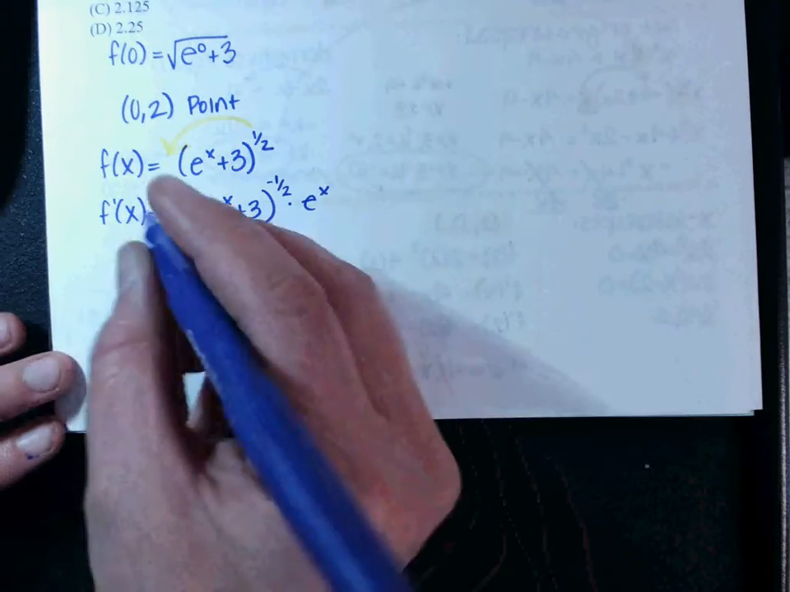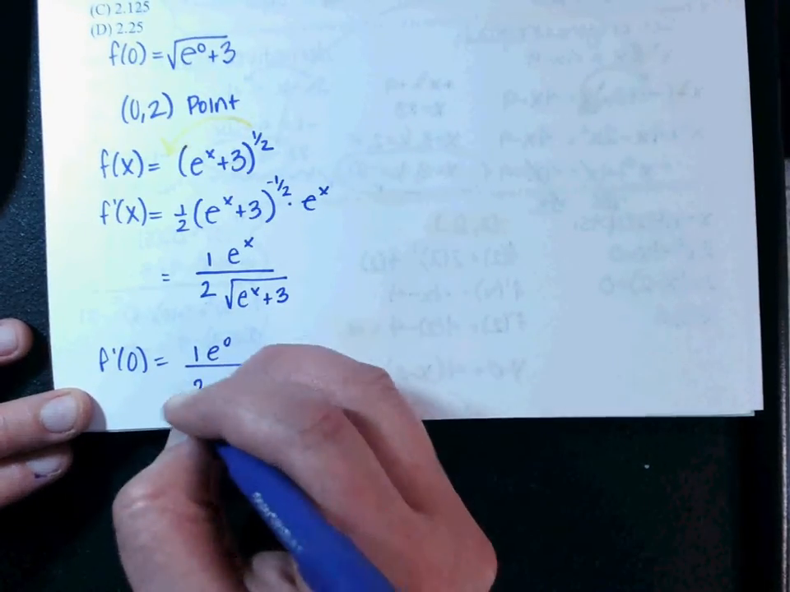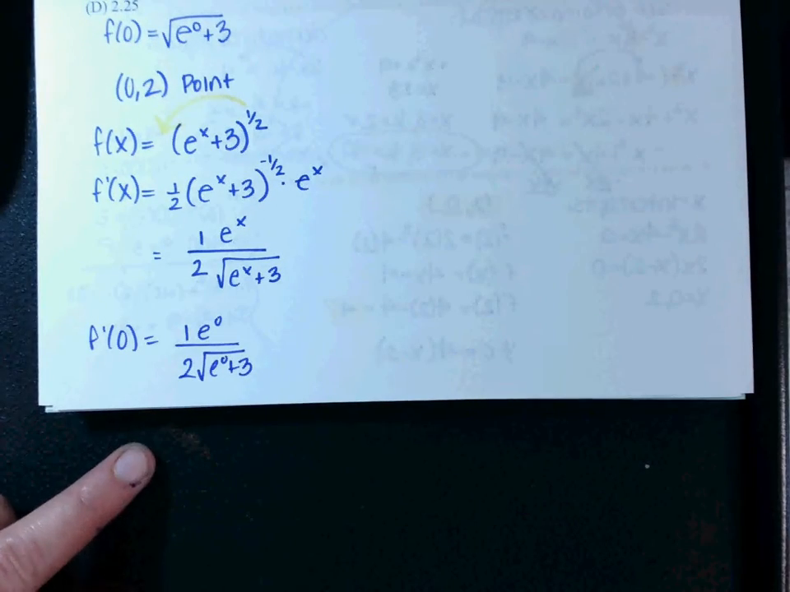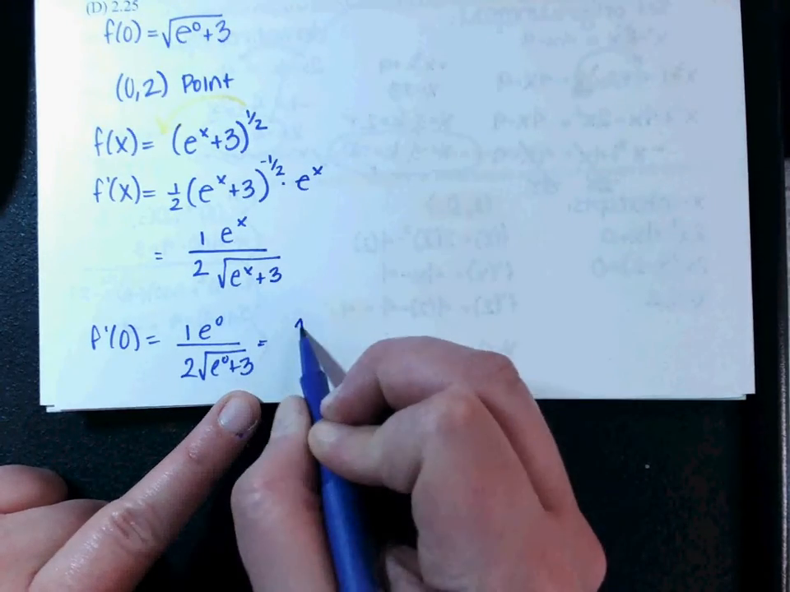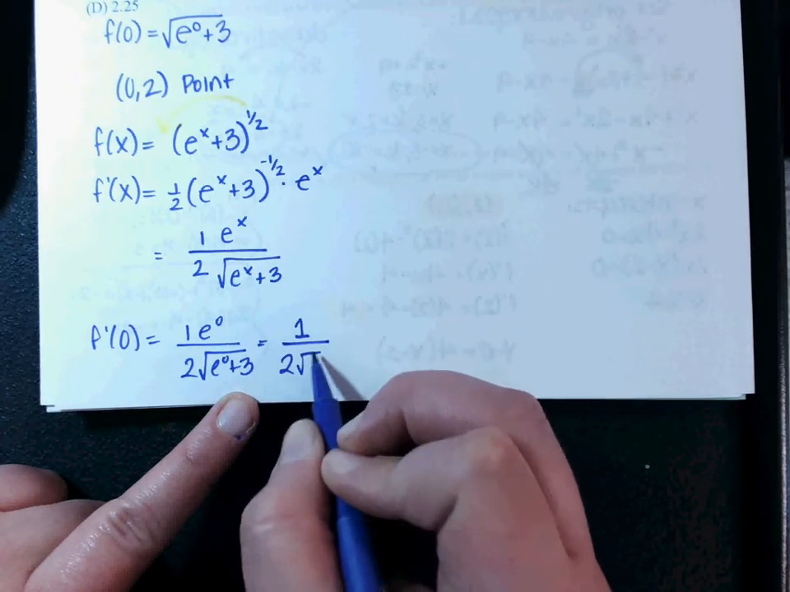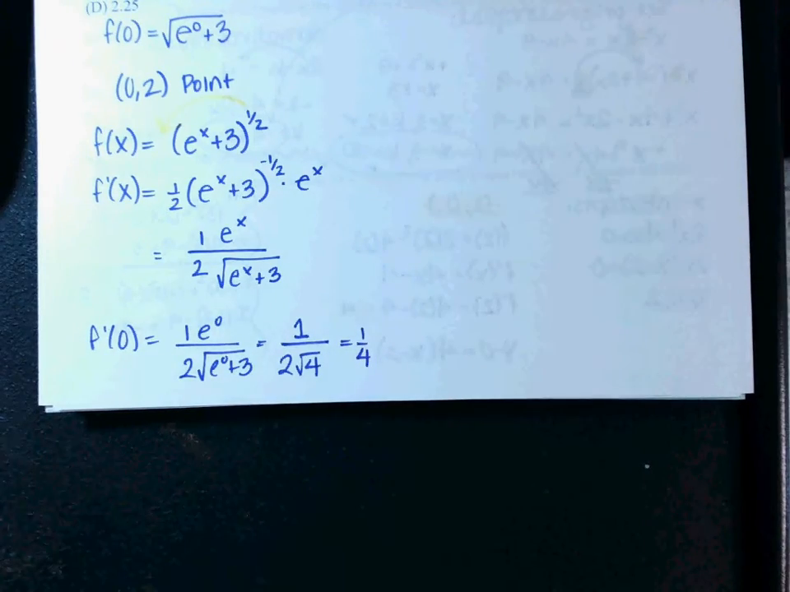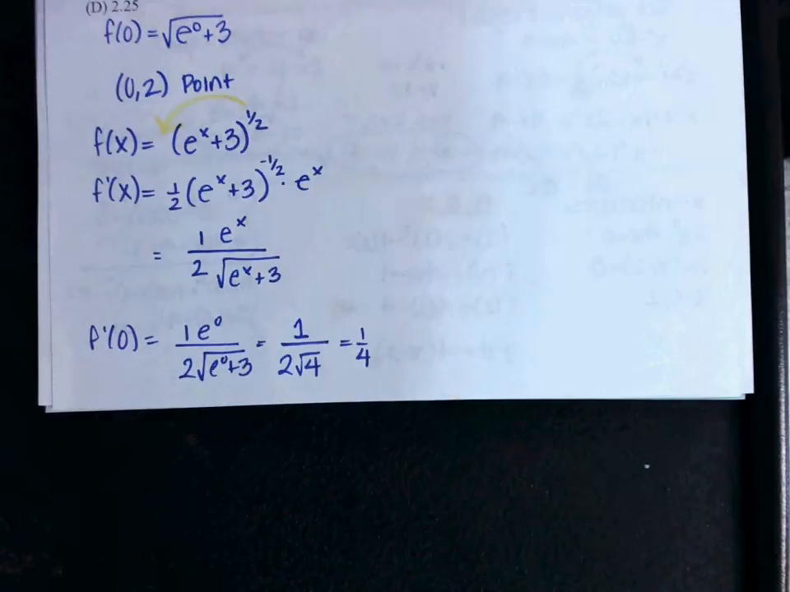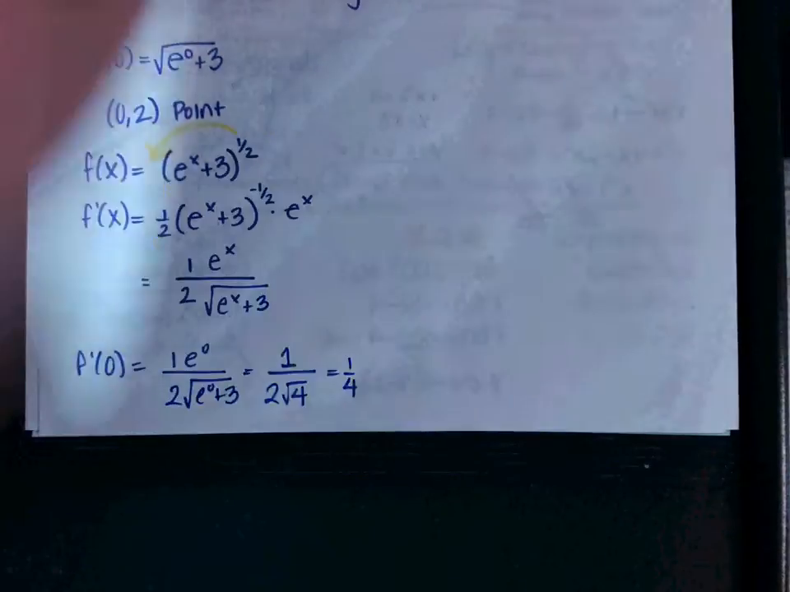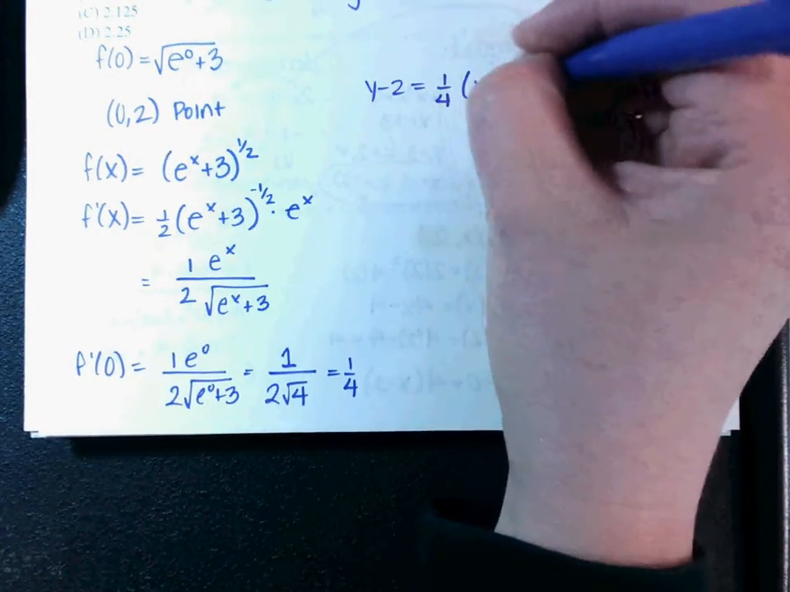And then from there, you're plugging in 0. So I have 1 e to the 0 over 2 times the square root of e to the 0 plus 3. On top I have a 1. On bottom that's 1 plus 3, which is root 4. 2 times root 4 is 2 times 2, which is 4. Now remember, what was the point of all that? We need to write the equation of the tangent line. So it'd be y minus 2 equals 1/4 times x minus 0.